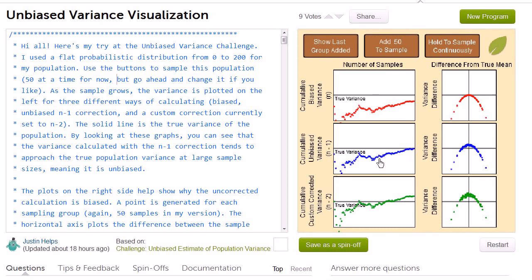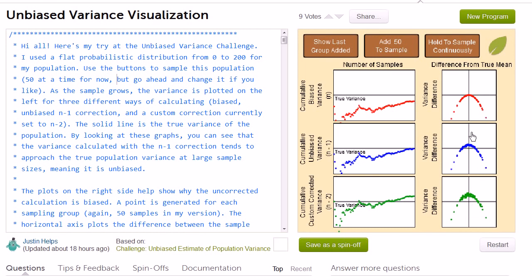The mean of all of my sample variances has really converged to the true variance. When I divided by n-2, just for kicks, it's pretty clear that I overestimated. With the mean of my sample variances, I overestimated the true variance. So this gives us a pretty good sense that n-1 is the right thing to do.